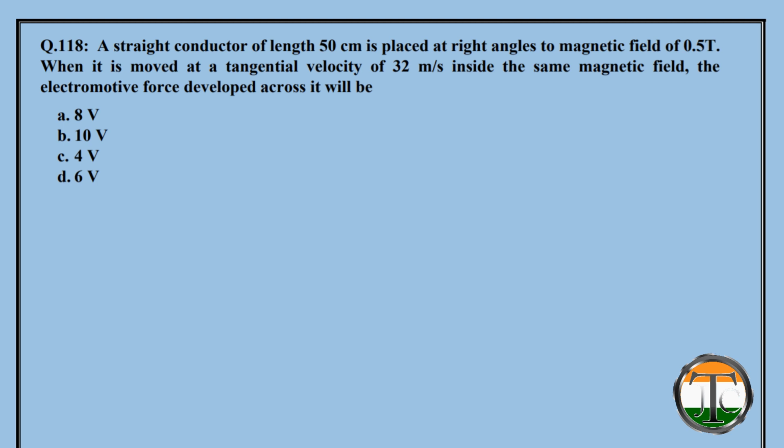But another main thing is that the units must be the same, all the units must be the same. So the EMF formula is VBL, and when we put in the values of V, B and L, the answer will be 8 volt. So option A is the right answer, that is 8 volt.